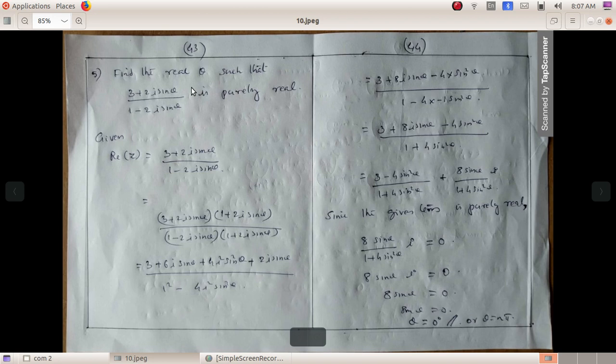Find the real theta such that (3 + 2i sin theta) divided by (1 - 2i sin theta) is purely real. This is the real part of the complex number. You can see i here, but after simplification this i will vanish.